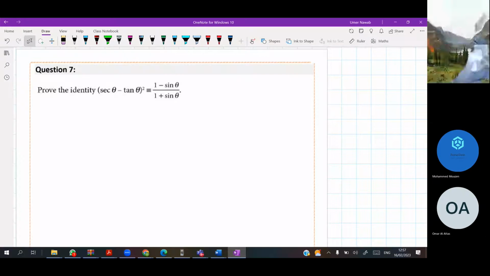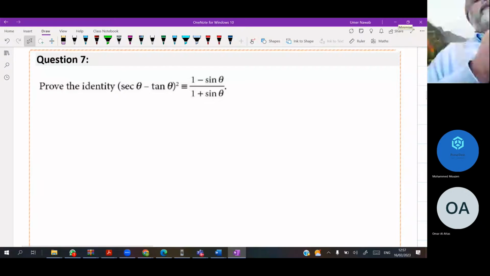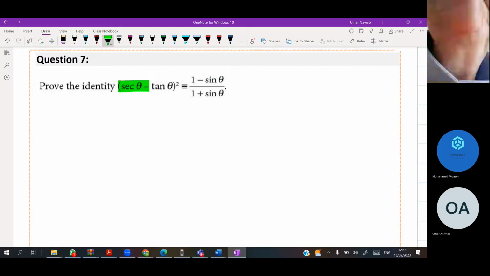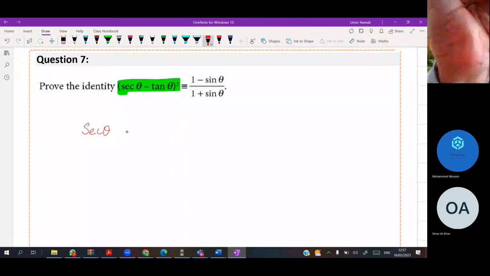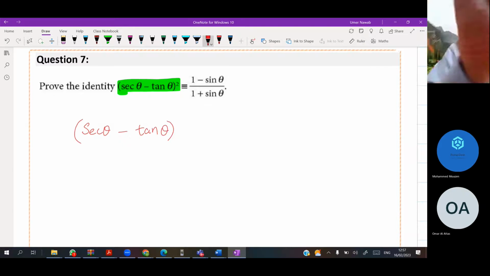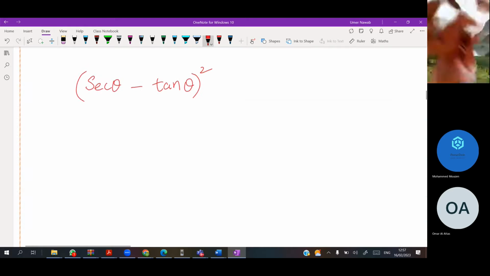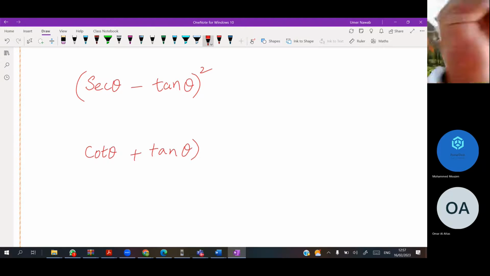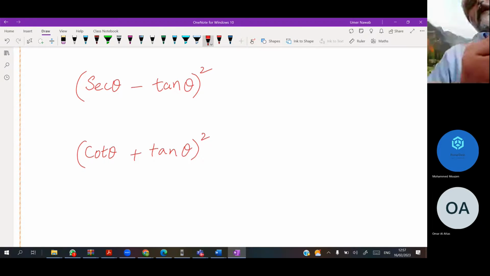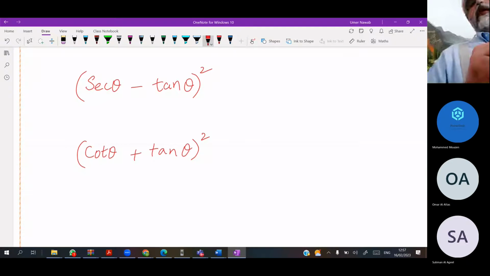So now I'm going to go to question number 7. This type of question is very important for the exam when we have a square. Here the examiner has written secant theta minus tan theta. I remember there is a question like that, so be careful about it. So maybe the examiner will write cot theta plus tan theta, whole squared.